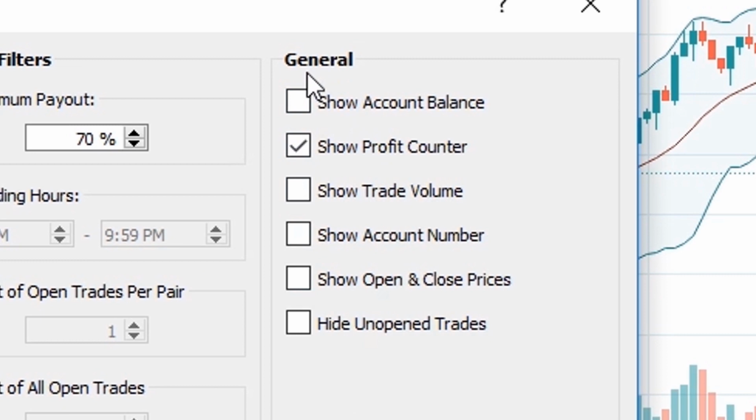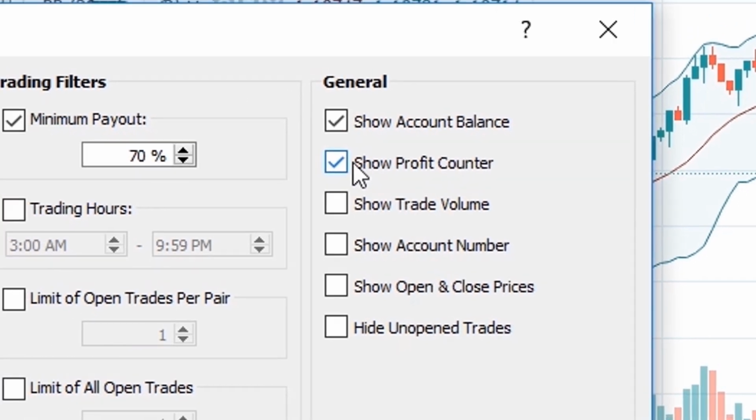General. The fourth and last subgroup is general configuration, where you'll be able to define if the following information is displayed or not on your MT2 trading platform. Show account balance. This parameter allows you to show or hide your total account balance. Show profit counter. You can decide whether to display or not your profit counter as well.